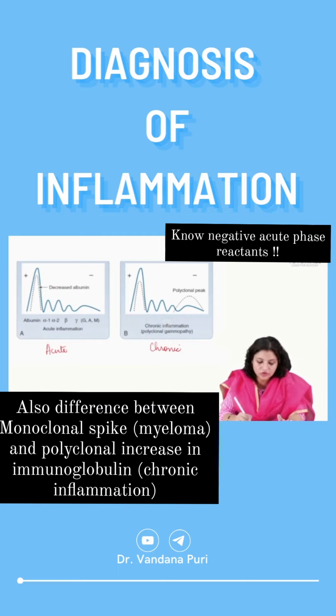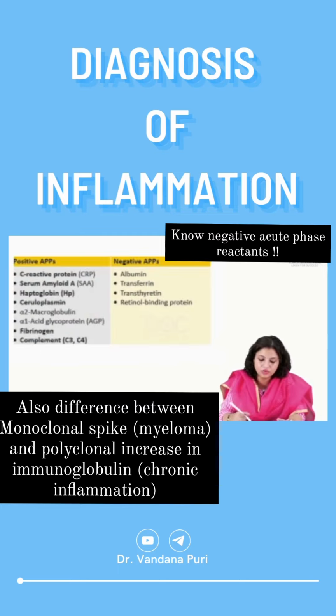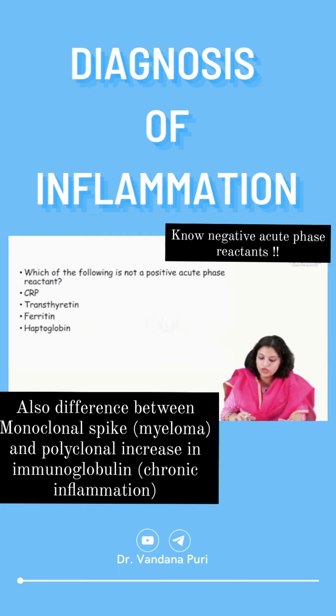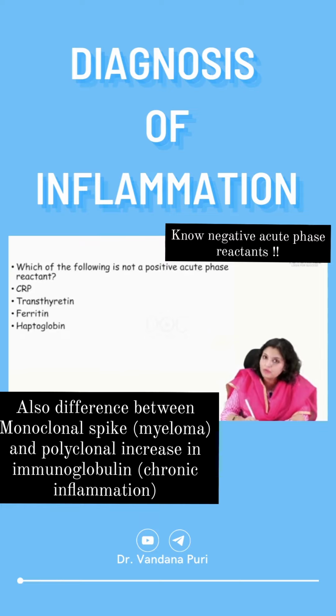Positive acute phase reactants are basically the molecules which are very, very important, which everybody should know. The majority of the molecules are positive acute phase reactants, but negative acute phase reactants are very few, so we should know the negative acute phase reactants predominantly. These are the molecules which everybody should remember as RATT.